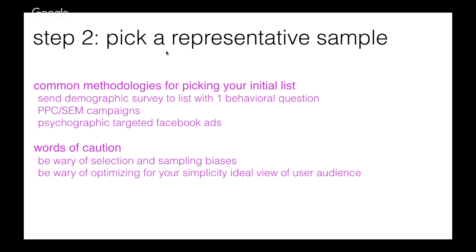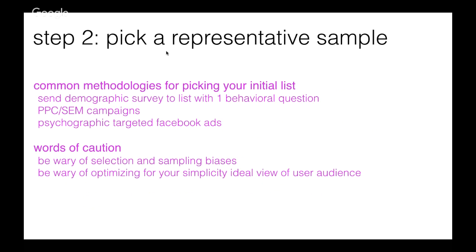Now, a couple common methodologies for picking this list. So at Lincoln Deployed, as Aaron mentioned before, we have a consultancy where we do this for folks. But at Lincoln Deployed, there's one of several tactics that we use to typically find a representative sample. Again, tactics that you can use at your own organization. One is we may send a demographic survey to a list with one behavioral question. That's our most common thing.